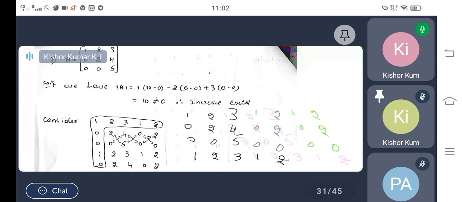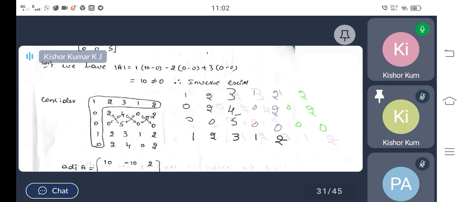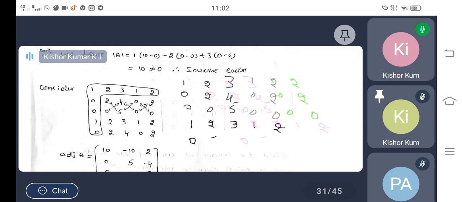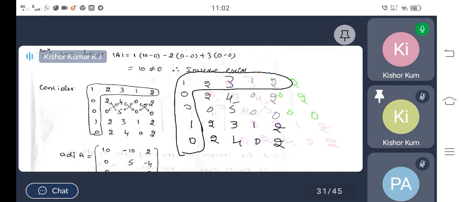And R2 here is 0, 2, 4, 0, 2. So now I should delete the first row and first column. Delete all these elements. Don't consider these elements. Now I have to move on to the multiplication. Multiplication in the sense you should consider a 2 by 2 determinant and evaluate it.